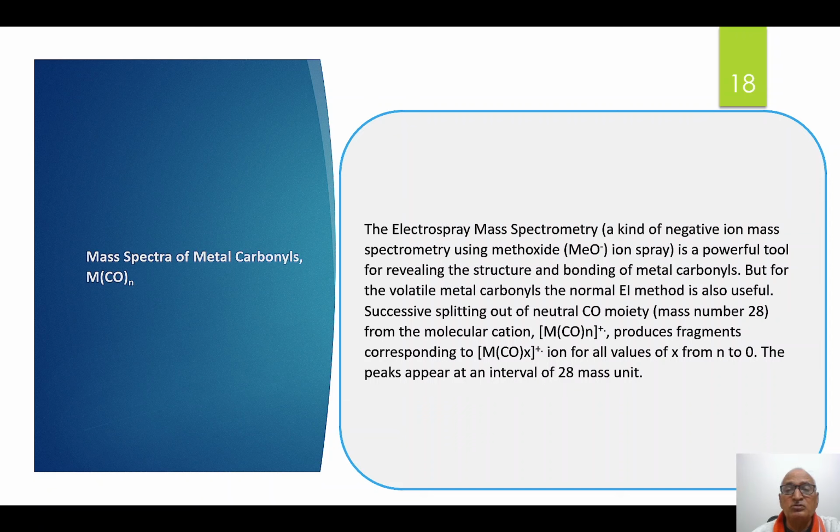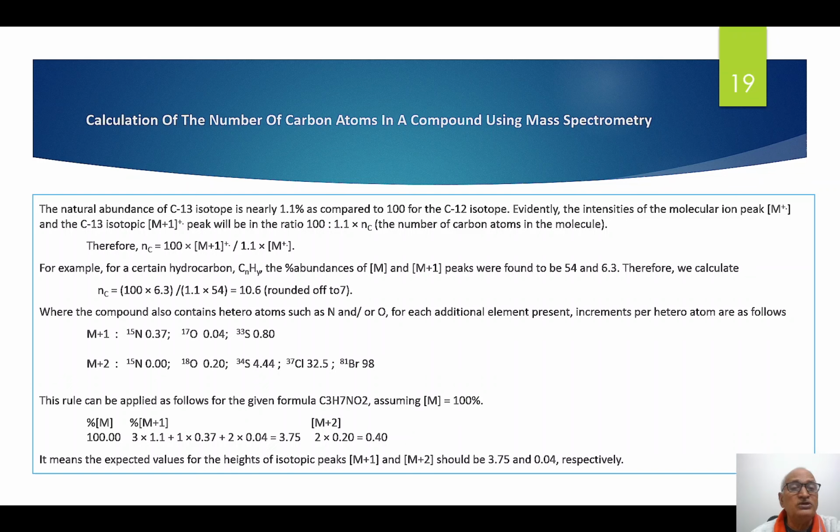Then, how do we calculate the number of carbon atoms in a compound using mass spectrometry? You see, the natural abundance of the carbon 13 isotope is nearly 1.1% as compared to 100% for the carbon 12 isotope. Evidently, the intensities of the molecular ion peak M plus dot and the carbon 13 isotopic M plus 1 peak will be in the ratio 100 to 1.1 times the number of carbon atoms in the molecule. Therefore, the number of carbon atoms Nc equals 100 times M plus 1 intensity divided by 1.1 times M intensity.